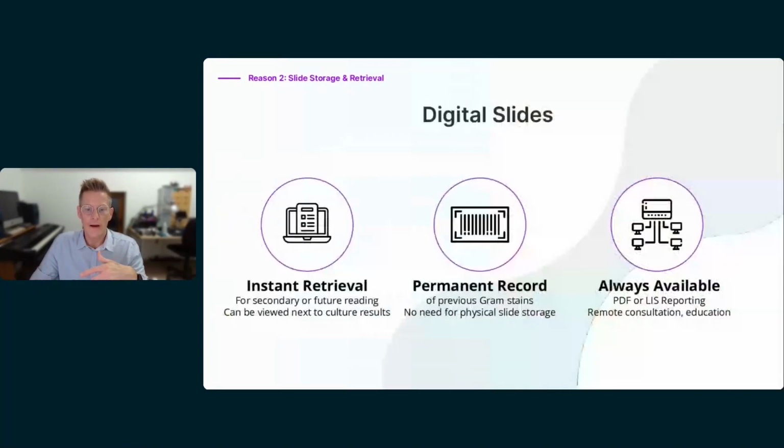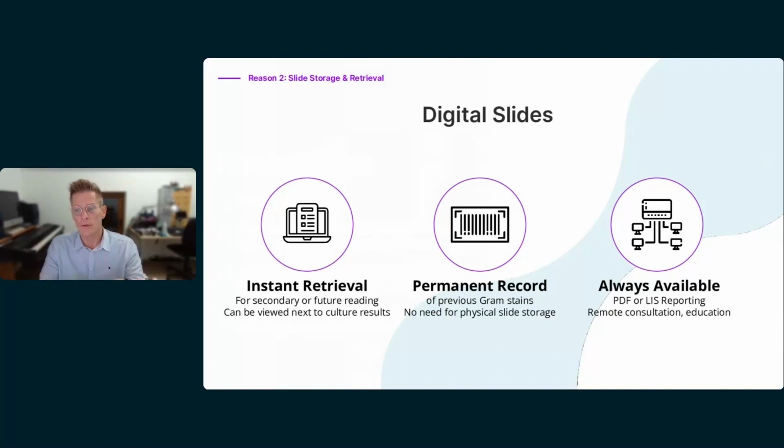Whereas in a digital environment, you have instant retrieval for secondary or future reading needs, and those results can be viewed immediately right next to the culture results. It's easy to mark rare bacteria or areas of interest for review, which has a huge time savings for the secondary read process as well, meaning the chief or the head bacteriologist will no longer have to interrupt a tech to have them look over their shoulder when you find a difficult to locate organism on a slide, for example.